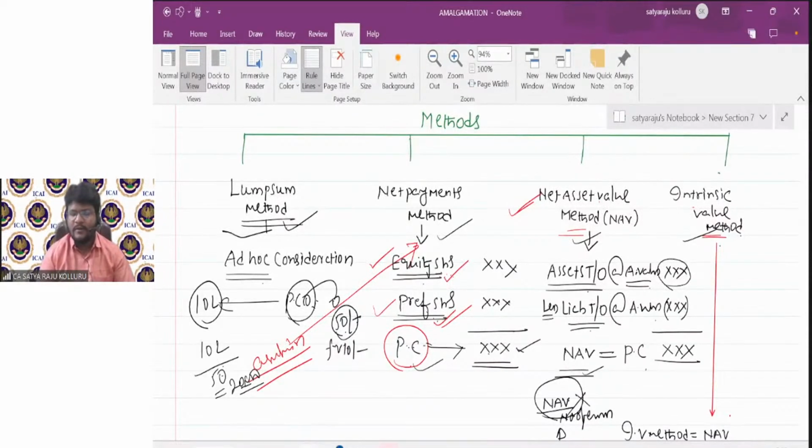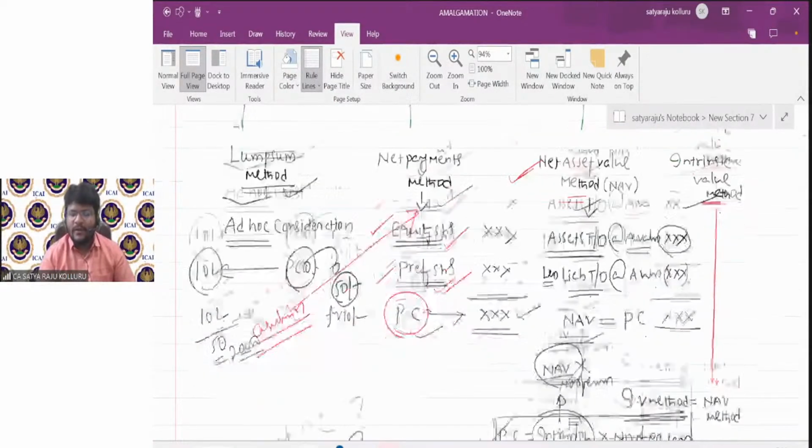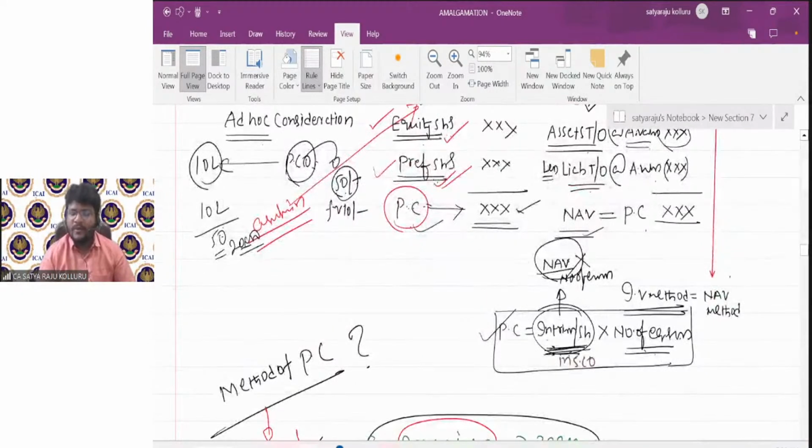In case of net asset value method, assets taken over at the agreed value, if you compare them with the liabilities taken over at the agreed value, then you will get the net asset value of the business, which is equal to the purchase consideration. In case of intrinsic value method, PC is nothing but intrinsic value per share in the selling company multiplied with the number of equity shares existing in the selling company.